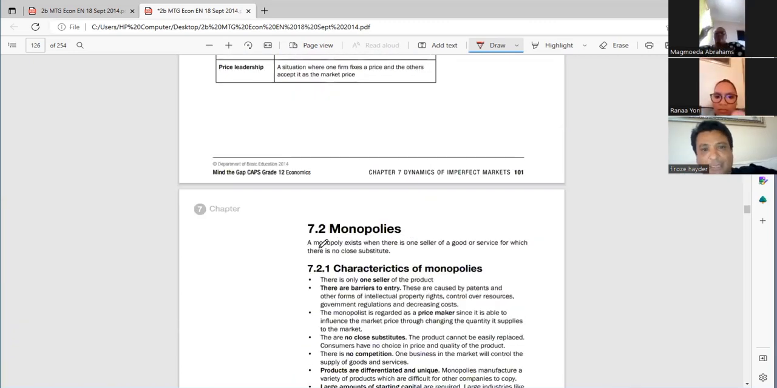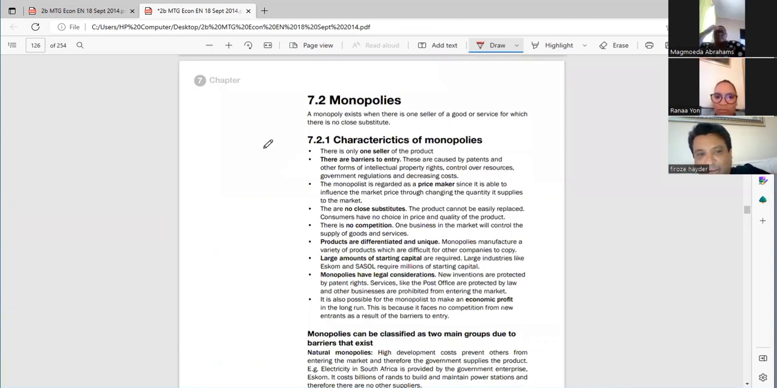Now, the characteristics of monopolies. Let's go to the next one. What are the characteristics of monopolies? There's only one seller. When you think of monopolies, just think of Eskom. Number one, there's only one seller. Number two, there are barriers to entry, which means it is patented. No one can just sell that kind of product. No one can just sell electricity. Okay? Nobody.